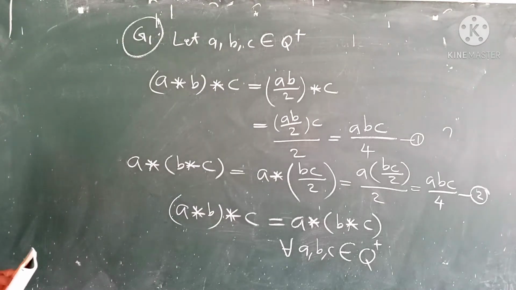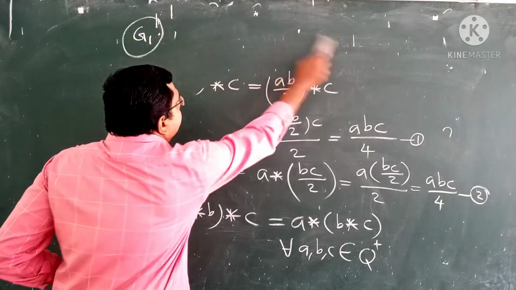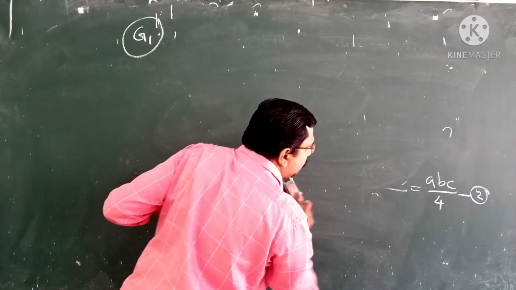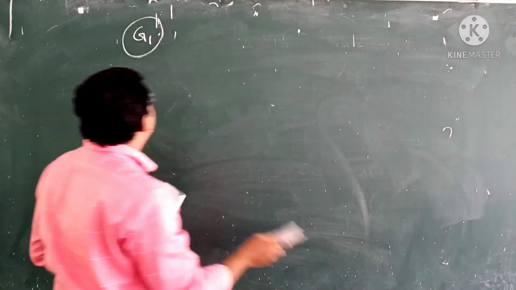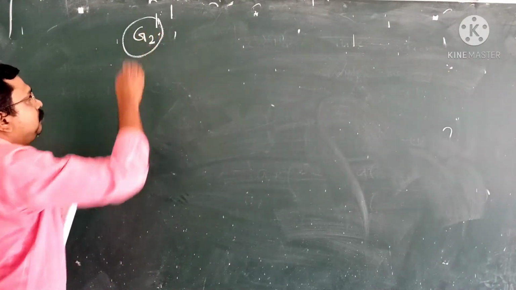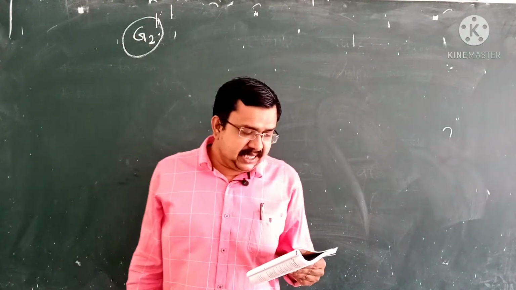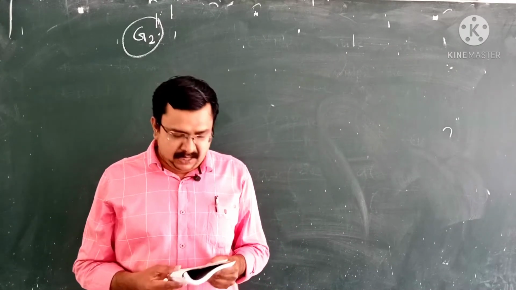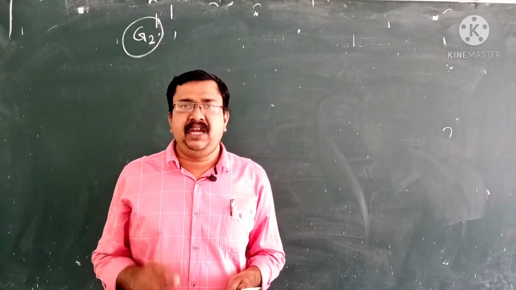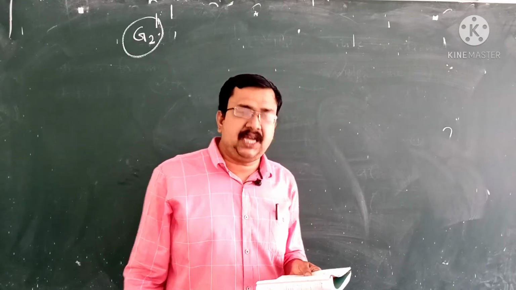Next, we can prove G2. Next, second one is G2. Okay. We are proving G2. If E is the identity element in Q plus with respect to the operation star, then we can define A star E equal to A, and that is equal to E star A.